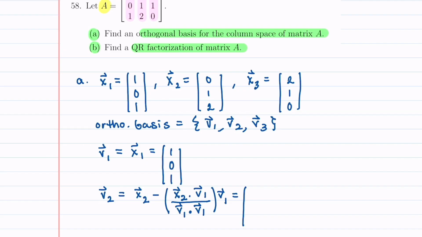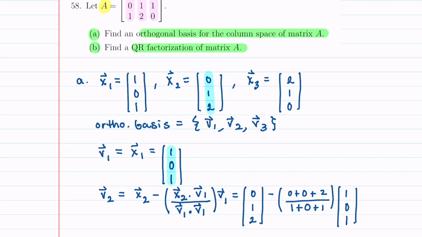This is going to be vector x2, which is 0, 1, 2. And we're going to subtract x2 dotted with v1. Let me highlight these so we can see what we're dotting. That's our x2, and that's our v1. So we're going to take those dot products. This gives us 0 plus 0 plus 2. And then we're going to have v1 dotted with itself, which is 1 plus 0 plus 1, times our v1, which is 1, 0, 1.